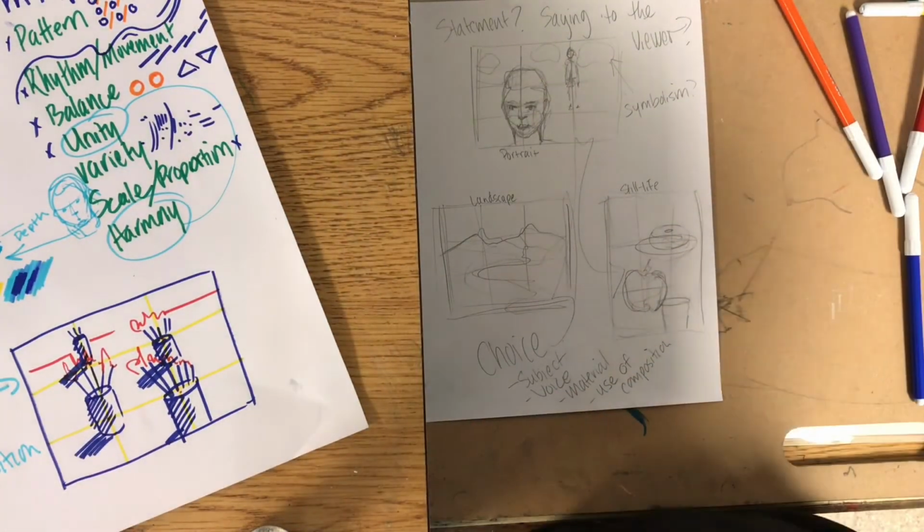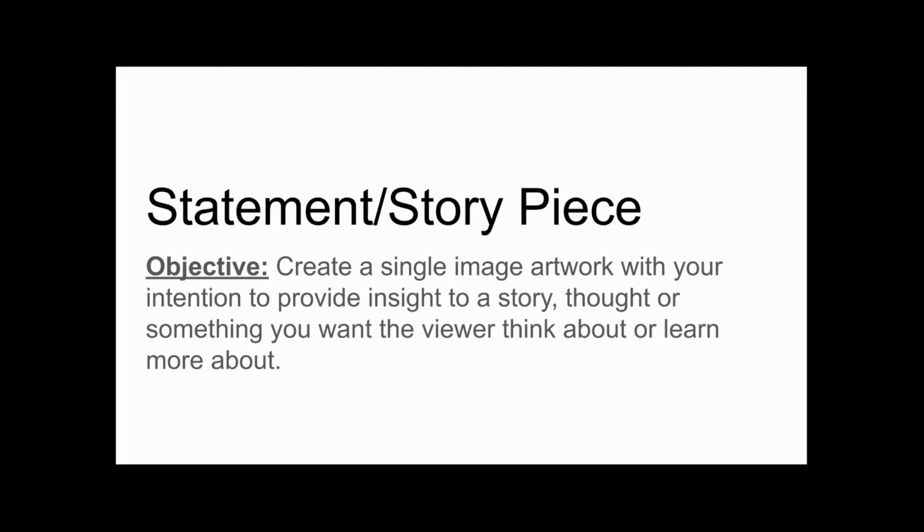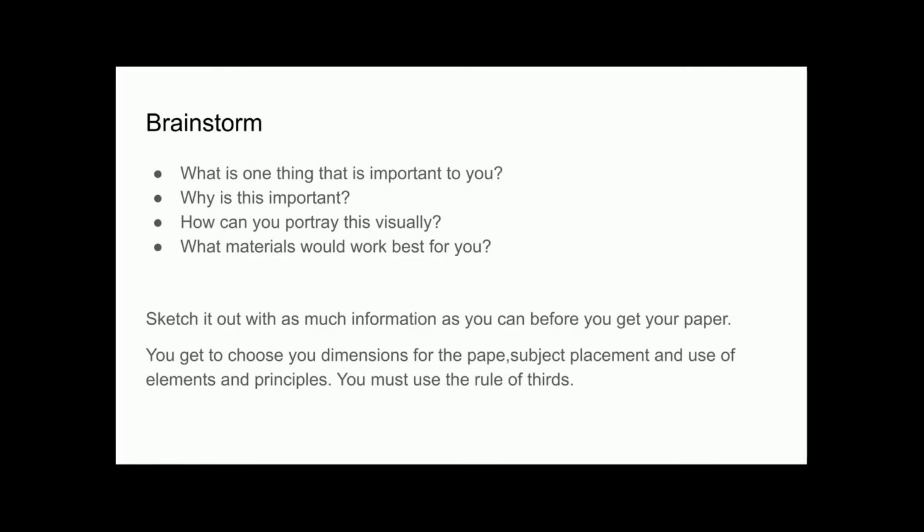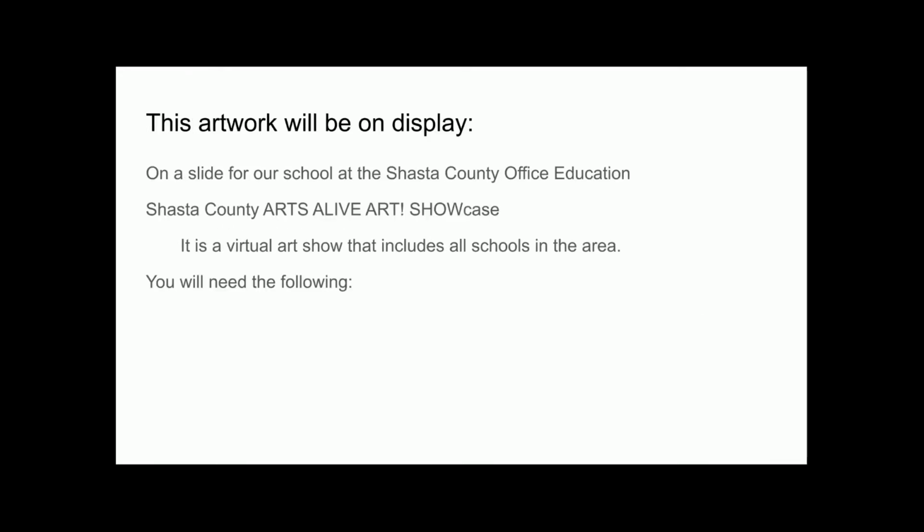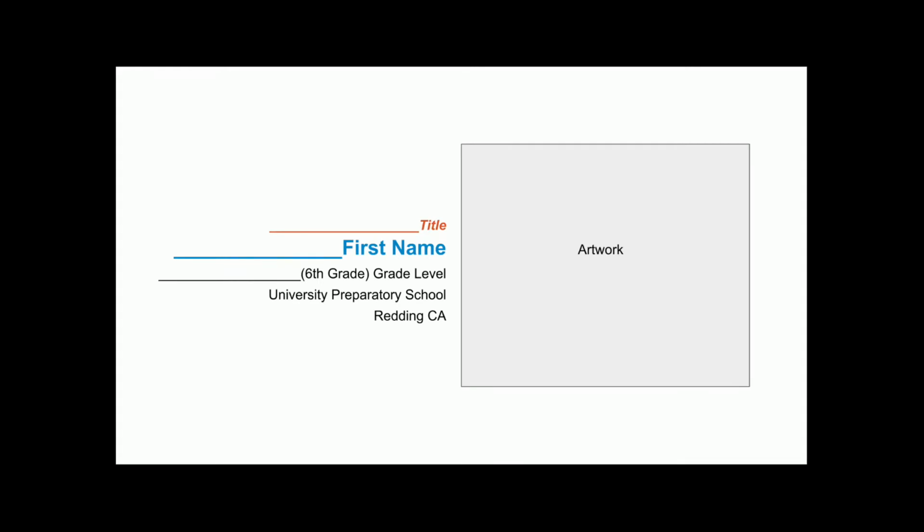For your statement or your story piece, the objective is to create a single image artwork with your intention to provide insight to a story, thought, or something you would like the viewer to know more about or learn more. So brainstorm first. What is important to you? Why is it important? How can you portray this visually? So we're going to sketch that out first. You are going to have this on display at the Shasta County Arts Council Arts Alive Showcase. And this is going to be our format.